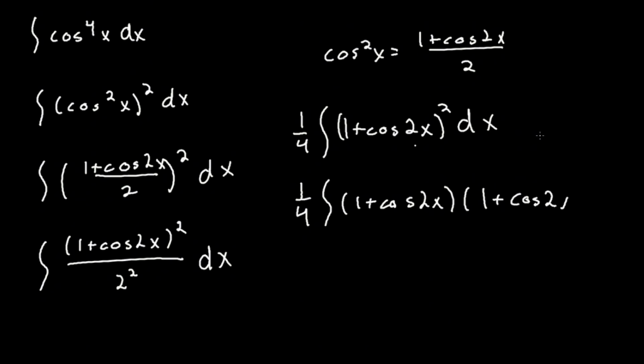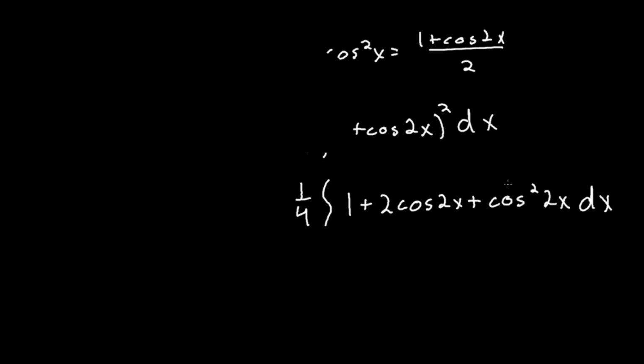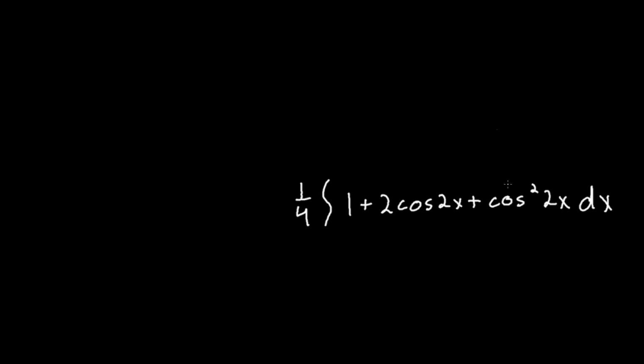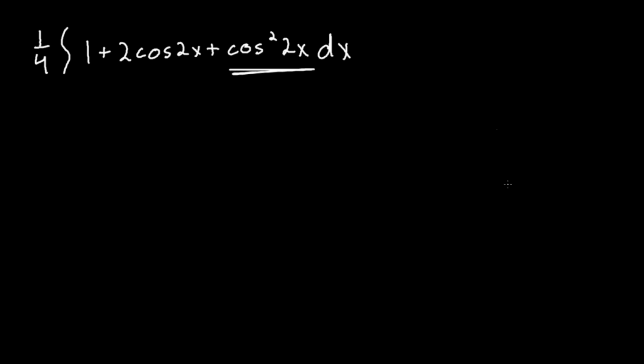Well, if we use a little bit of FOIL, an algebra technique that you learned, then you would get 1 plus 2 cosine 2x plus cosine squared 2x dx. Don't forget the differential. And let's make more space. All right. I think I can erase everything else. And once you have this, well, you have another squared.